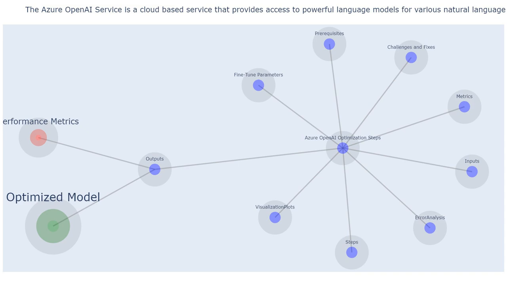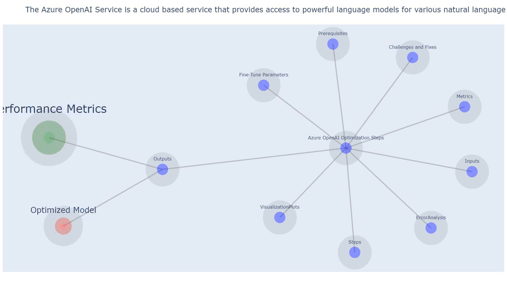Outputs. The optimized model is the final Azure OpenAI model that has been fine-tuned and optimized for the target task. It achieves high performance on the given dataset. The performance metrics measure the performance of the optimized model on the target task. These metrics provide insights into the model's accuracy, precision, recall, and other key performance indicators.